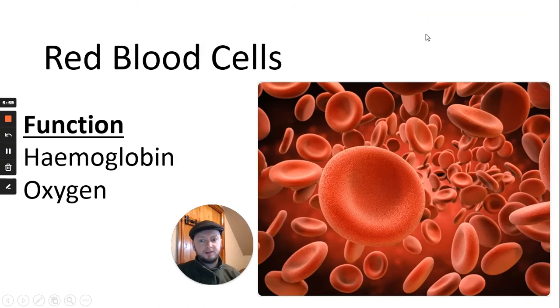Right, next one, red blood cells. So they've got something called hemoglobin inside them. It's a protein with iron in it, and the oxygen binds to that hemoglobin, and the red blood cells transport oxygen all around the body. So what do red blood cells do? They've got a special molecule inside them called hemoglobin. The oxygen attaches to that hemoglobin. So red blood cells help to carry oxygen all around the body. See if you can remember that.